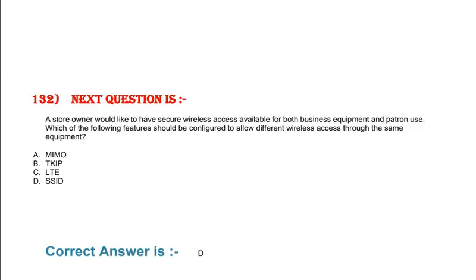Question is, a store owner would like to have secure wireless access available for both business equipment and patron use. Which of the following features should be configured to allow different wireless access through the same equipment? Option A, MIMO. Option B, TKIP. Option C, LTE. Option D, SSID. Correct answer is option D.